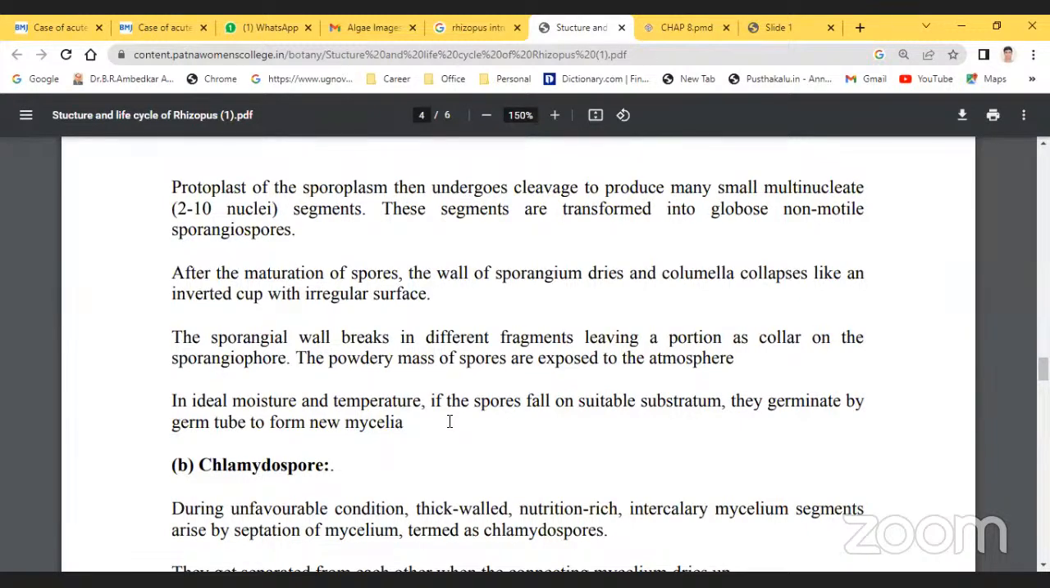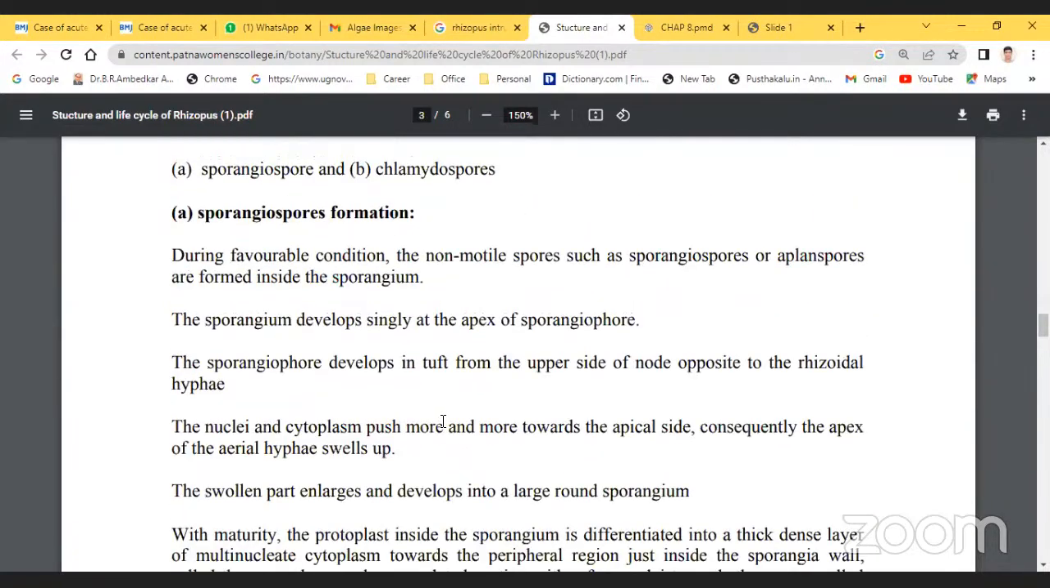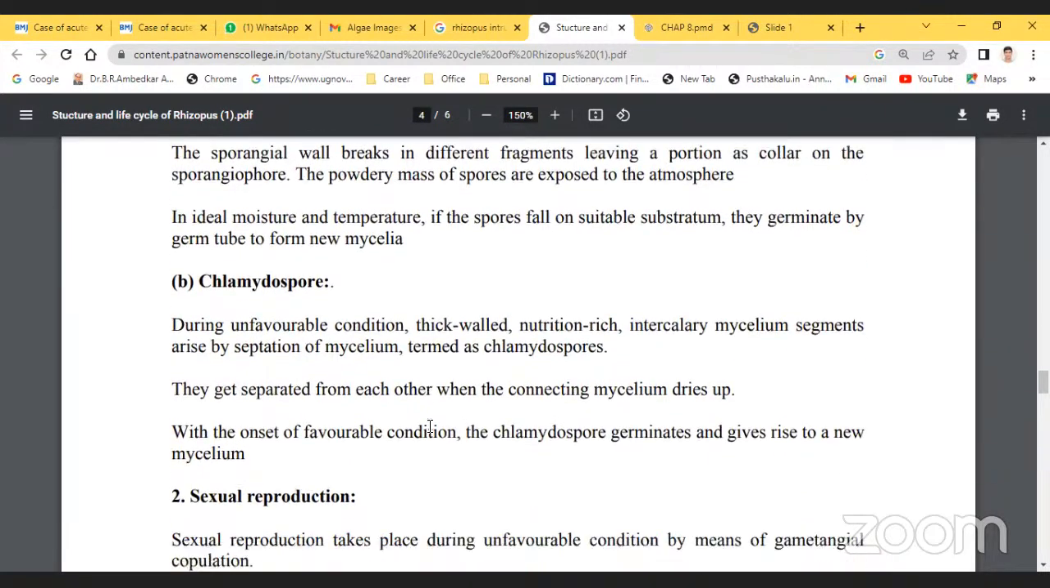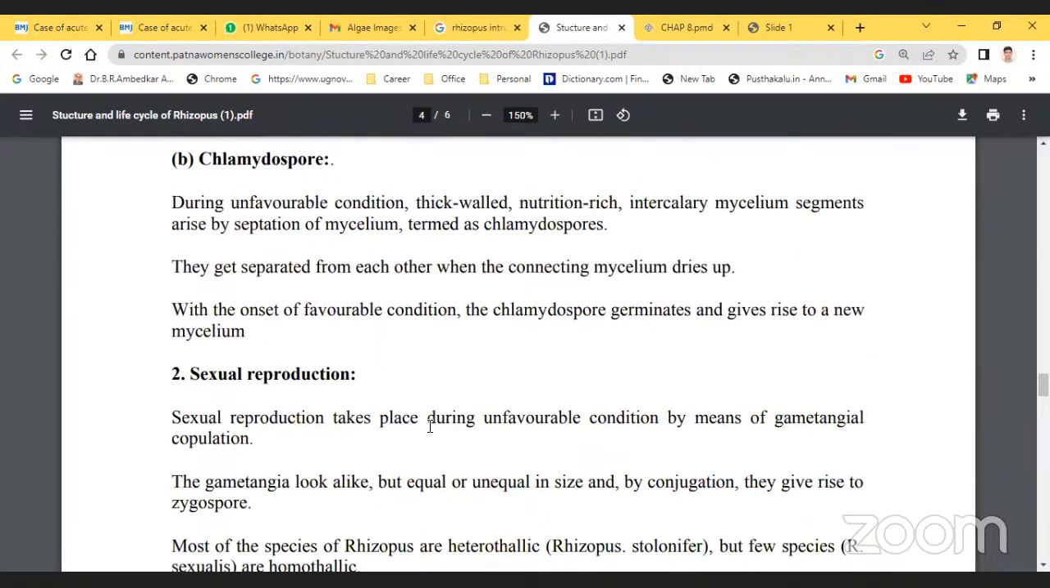This is regarding the asexual reproduction of Rhizopus stolonifera. Here the asexual reproduction is in two ways. The first is sporangiospore formation, and the second is chlamydospore formation. The sporangiospores are also called aplanospores. These spores are non-motile, unicellular, and multinucleate.